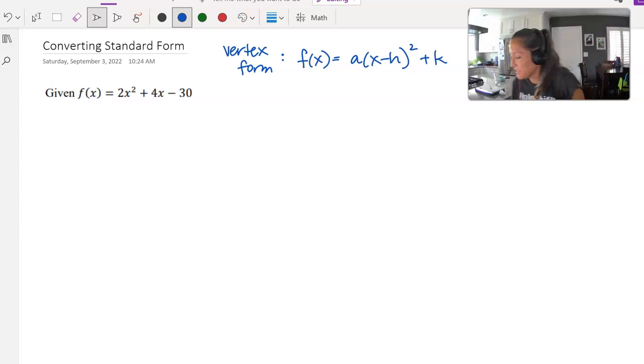All right, so converting to standard form, we have this function, right? And if we want to convert it to our other forms, there are things we need to know. So first, we should know what our other forms are. We have vertex form as one option, and then we have what we call the factored form.